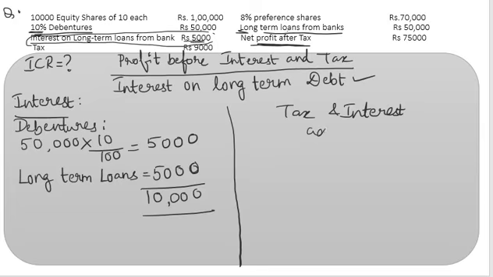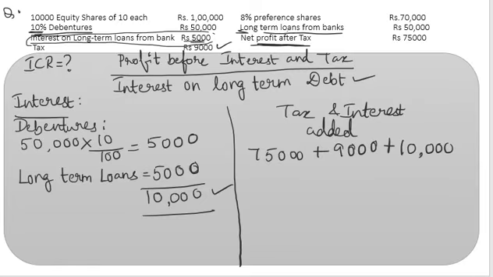should be added. Total value of net profit after tax is 75,000 plus tax is 9,000 plus interest is 10,000 that we calculated now. Now total value of net profit before interest and tax is 94,000.